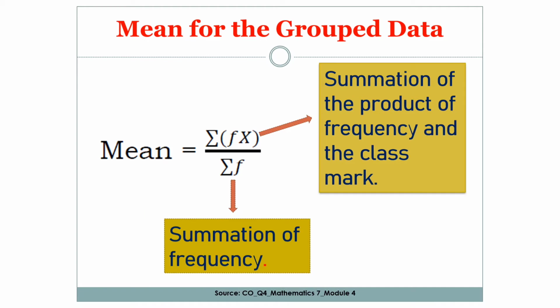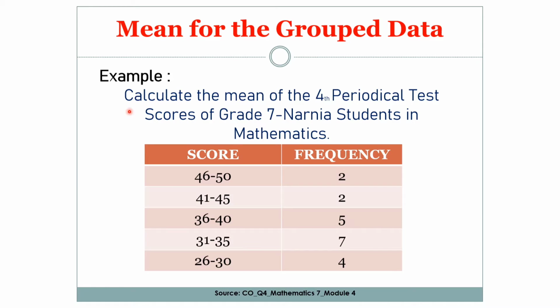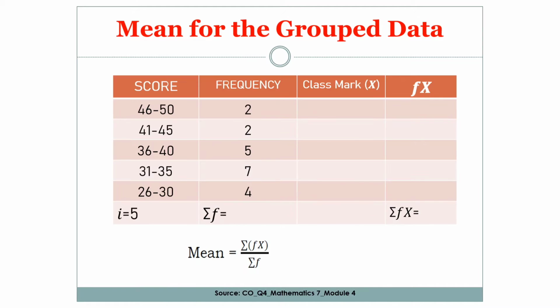Now let us take this example. Calculate the mean of the 4th periodical test scores of grade 7 Narnia students in mathematics. In this example, the class interval and the frequency are given already. In order to calculate the mean of this group, we are going to find first the value of each unknown variable or symbol in the formula. And to do that, we are going to complete the frequency table.